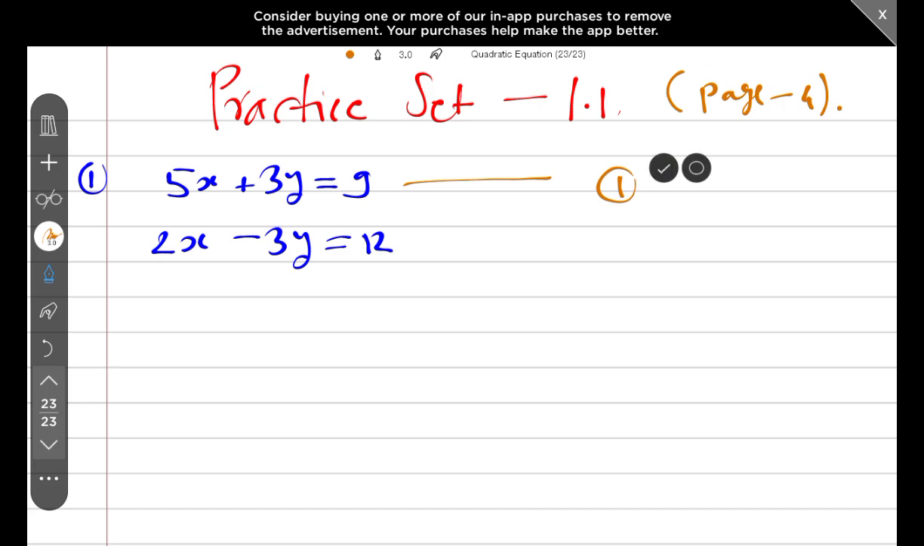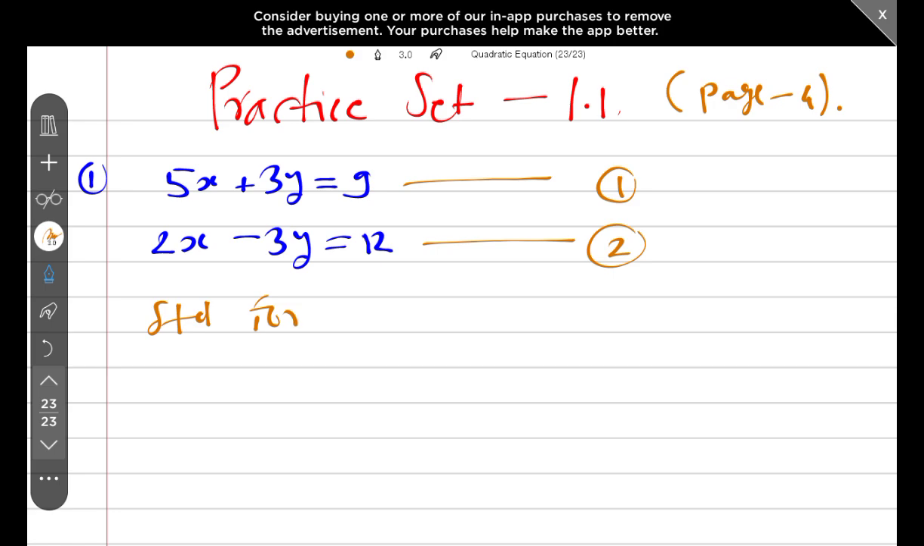So this is my first equation, this is my equation number 2. By giving numberings, you need to check whether these are in standard format or not. If it is, then proceed. If it is not, then you have to convert into the standard format. So what is the standard format?